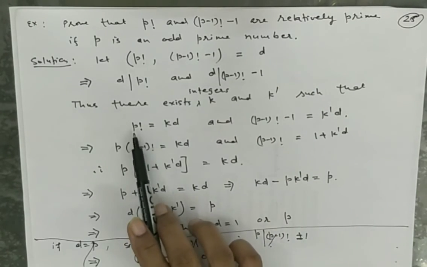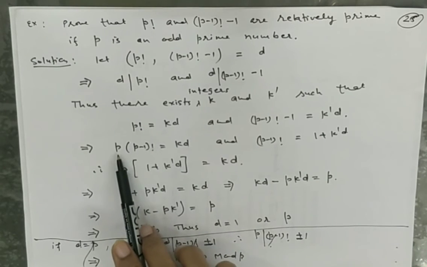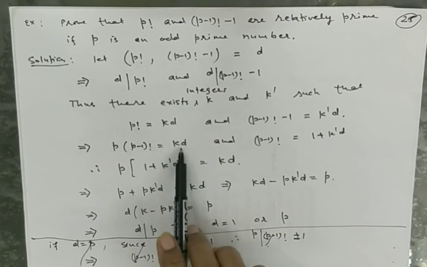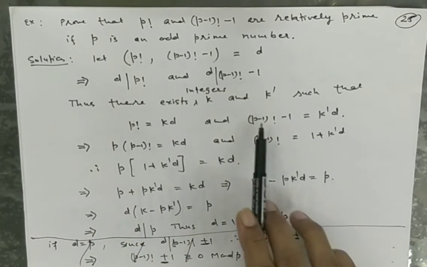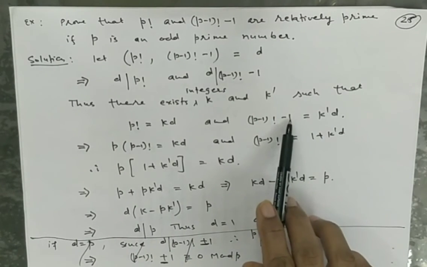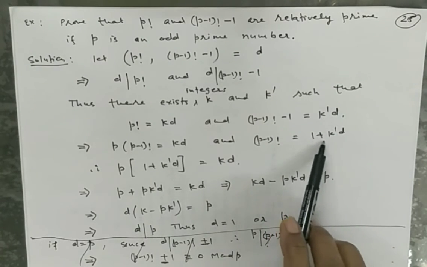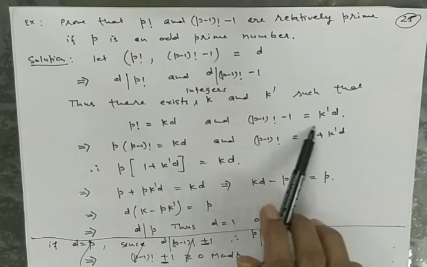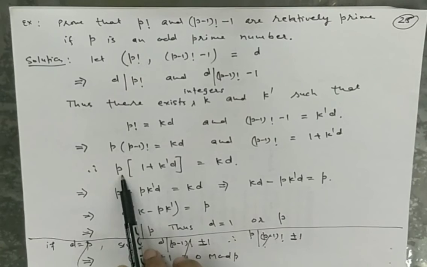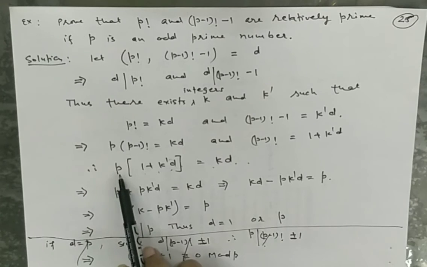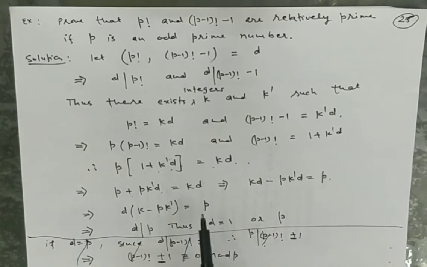Now this p factorial can be expanded in this form, that is p into p minus 1 factorial. So we get p into p minus 1 factorial is equal to kd, and from here we can say p minus 1 factorial is equal to 1 plus k dash d. Transferring the 1 to the other side, we get 1 plus k dash d. So we put the value of this p minus 1 factorial here. So we get p into 1 plus k dash d is equal to kd.